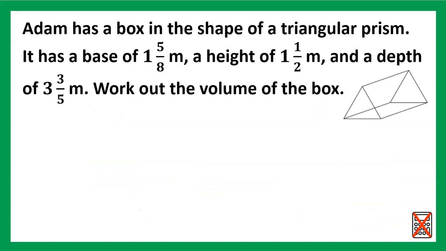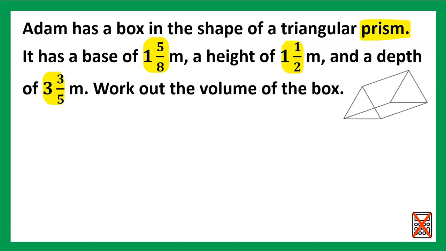On to the advanced question, one of the trickiest questions that you're likely to find on this topic. Adam has a box in the shape of a triangular prism. It has a base of 1 5/8, a height of 1 1/2, and a depth of 3 3/5. We need to work out the volume of the box.